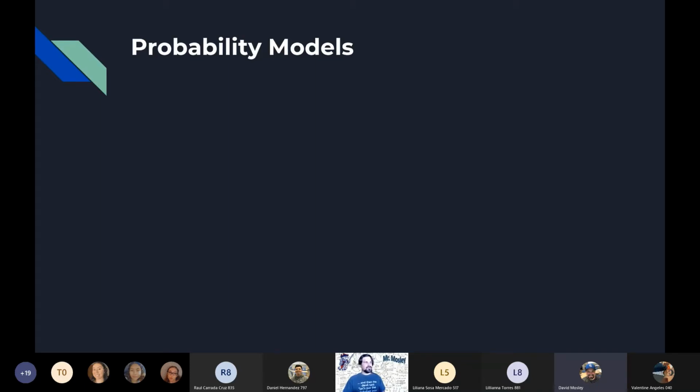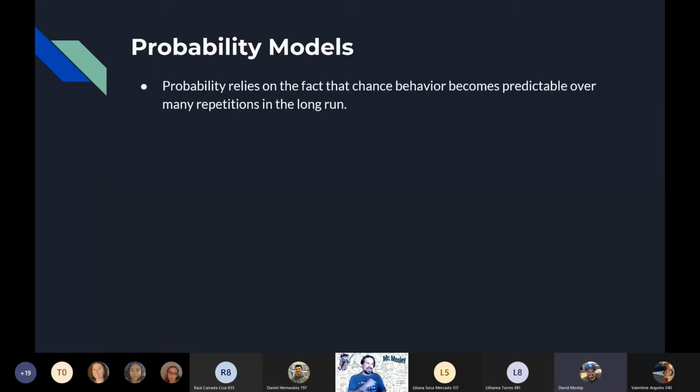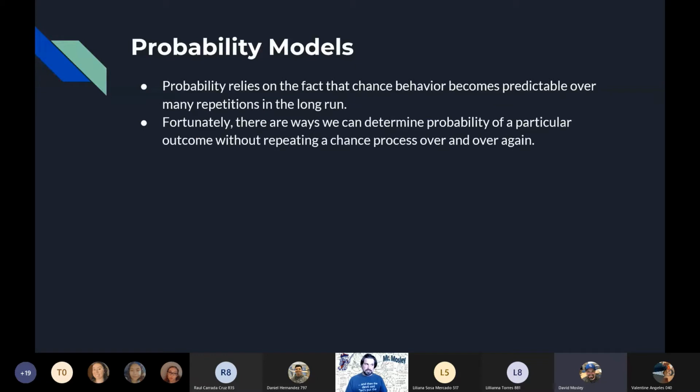All right, so first we're going to look at probability models. Probability relies on the fact that chance behavior becomes predictable over many repetitions in the long run. Fortunately, there are ways we can determine probability of a particular outcome without repeating a chance process over and over again. So there's another tool we can use besides running simulations or doing that process hundreds and hundreds of times. We don't want probability to take forever all the time. We need other resources.